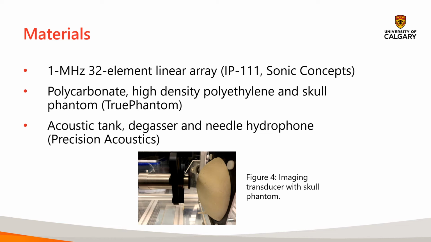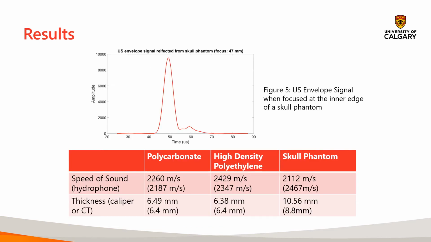The thickness of the plastic phantoms and the skull phantom were also calculated using either a caliper or CT, while a needle hydrophone was used to calculate the speed of sound of the phantoms. Here we see the results of the test on the phantoms. Figure 5 shows an ultrasound echo from the skull phantom where the focus distance to the furthest edge was determined to be 47 millimeters. The two peaks indicate the nearest and the furthest edge of the phantom.